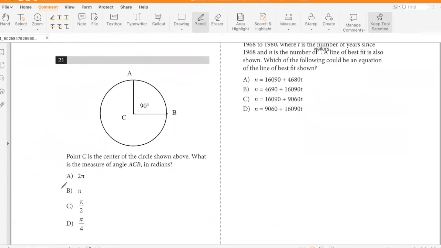Point C is the center of the circle shown above. What is the measure of angle ECB in radians? So we know that pi radians is 180 degrees. So 90 degrees would be pi by 2 radians.